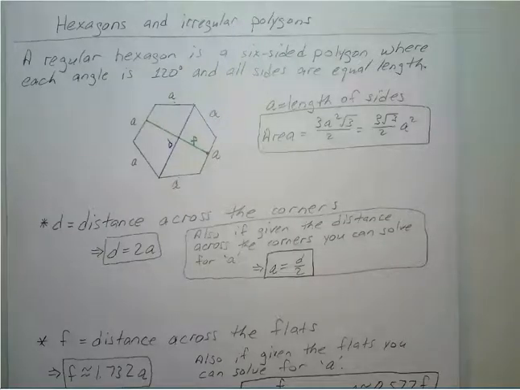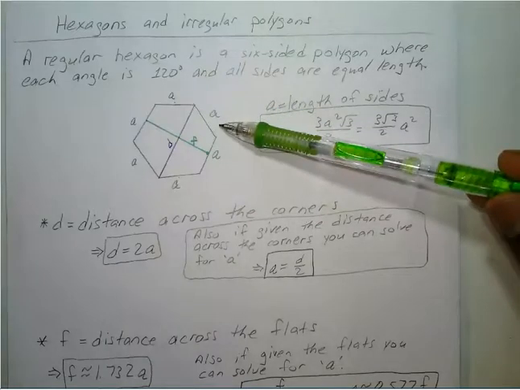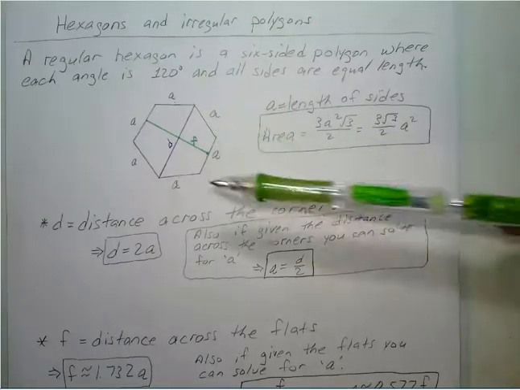Before, we saw the triangle, a polygon with 3 sides. A square and a rectangle are polygons with 4 sides, which are quadrilaterals. A hexagon is just a polygon with 6 sides, where each angle is 120 degrees and all the sides are equal length. So if one side is 5 inches, then all the sides will be 5 inches.